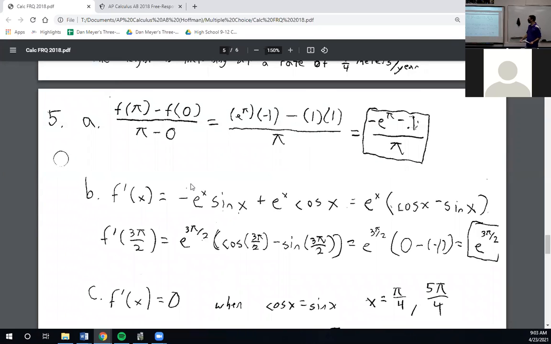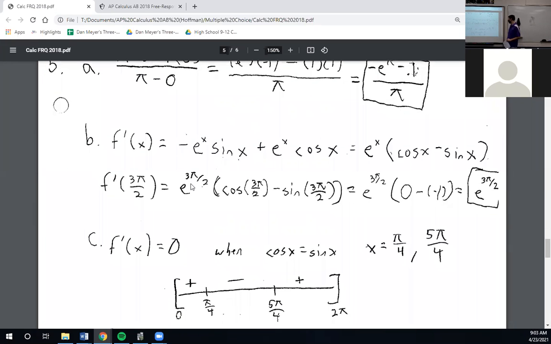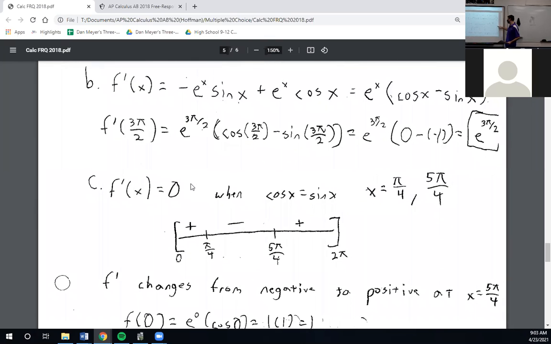F prime is 0 when cosine equals sine. In other words, when cosine of x minus sine of x equals 0. So that's when cosine of x equals sine of x, and that happens at pi over 4 and 5 pi over 4. So let's make our sign chart and look for when we're changing from negative to positive, since we're looking for a minimum, and that's going to be at 5 pi over 4. And then double check our endpoints as well.